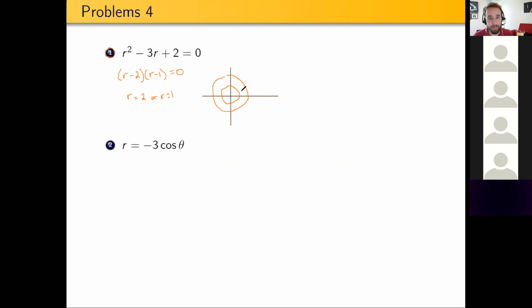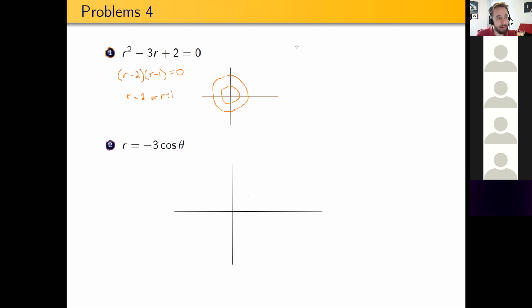Cool, cool, cool. This one is a little bit trickier, right? So this one here, we've got r equals -3 cosine of theta. It's not immediately clear how we can go about simplifying that or solving that any further. So let me discuss two different strategies that we could employ for trying to figure out what coordinate curve this was.